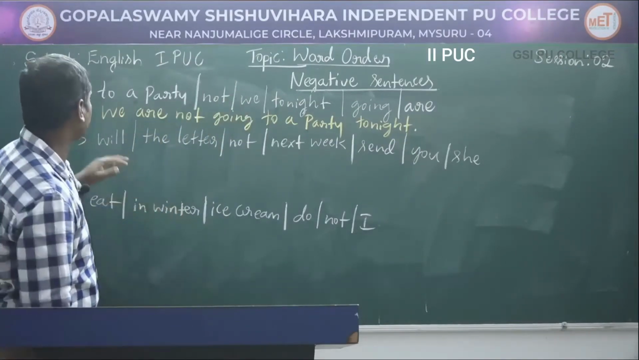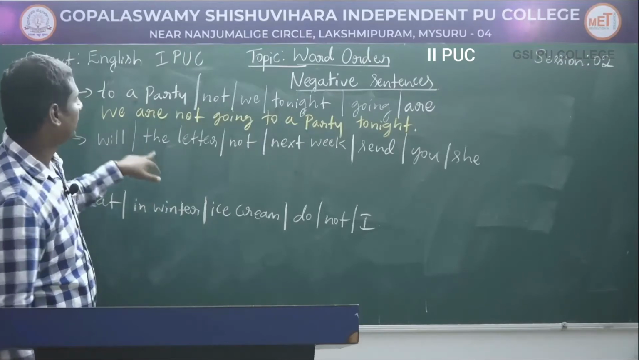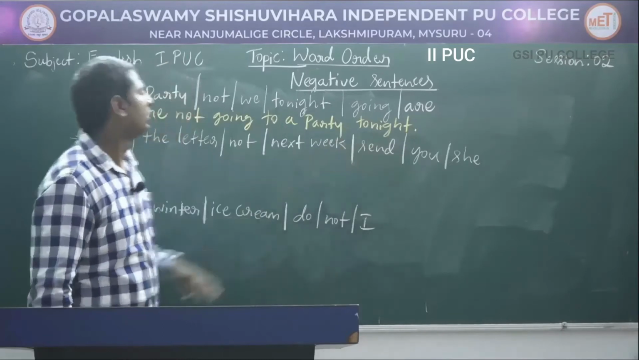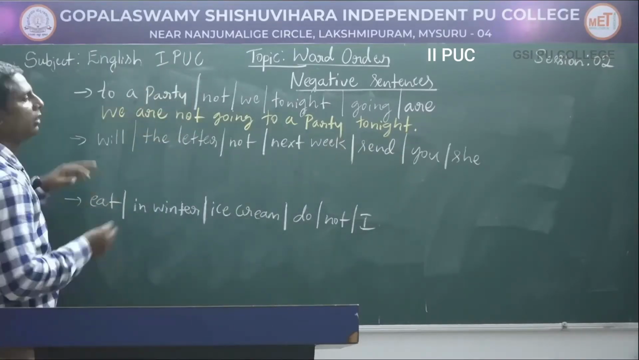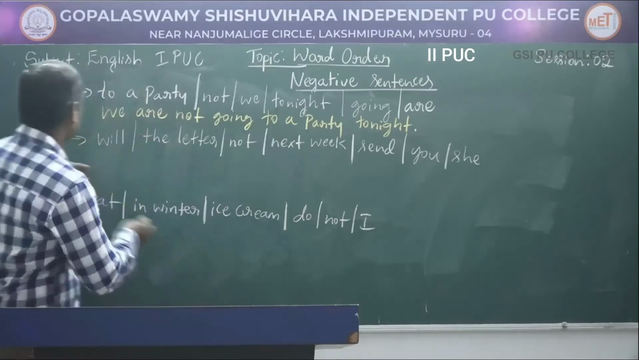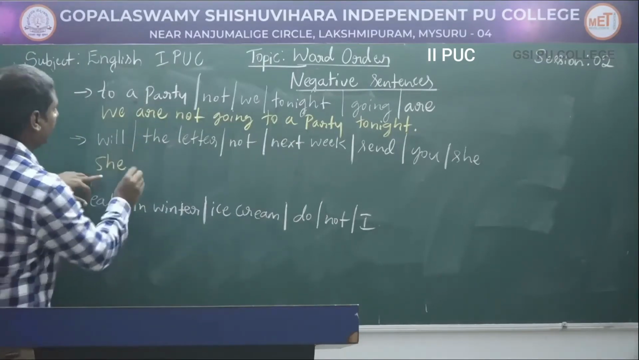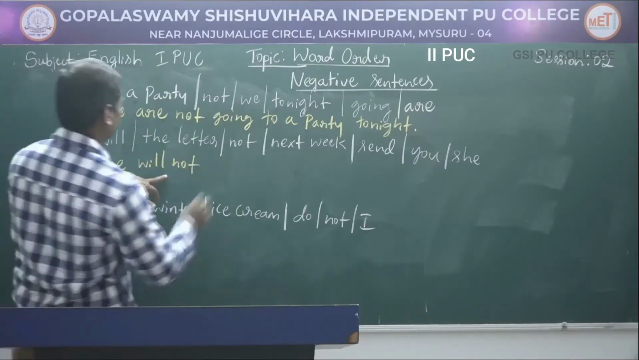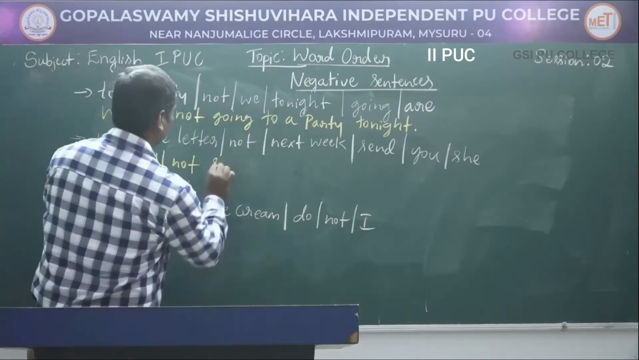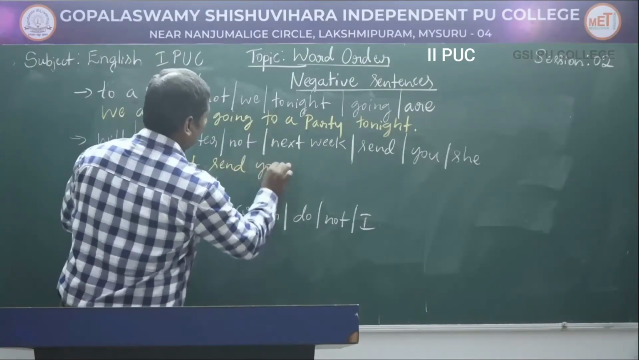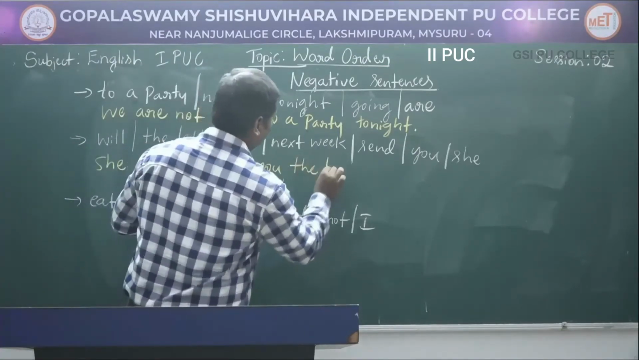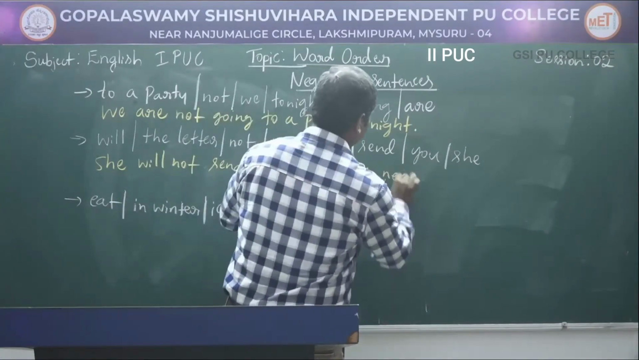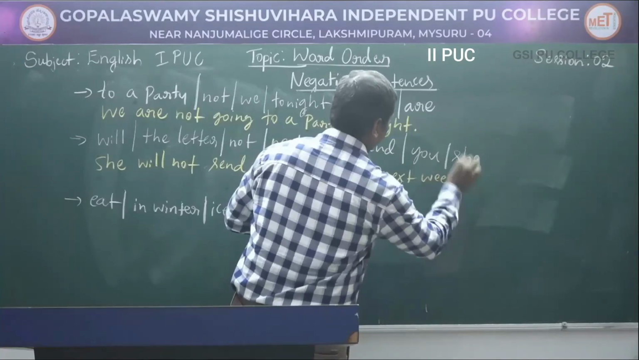In the next sentence, you have words like will, the letter, not, next week, send, you, she. So when we write it in an order, we have the subject she will not send you the letter next week.